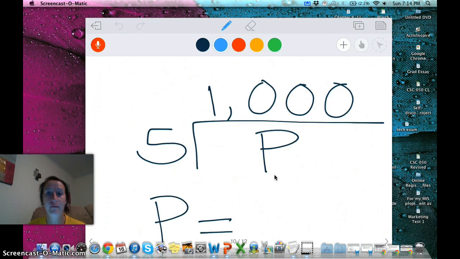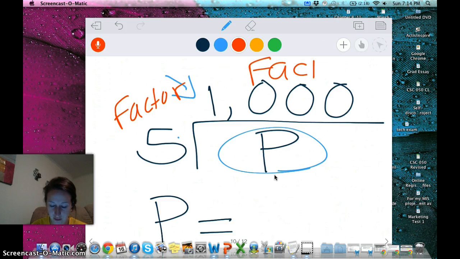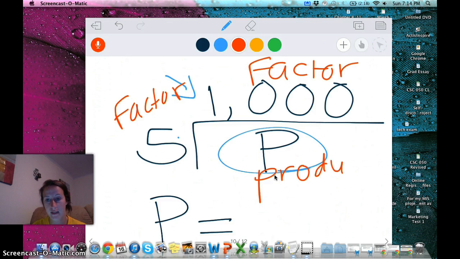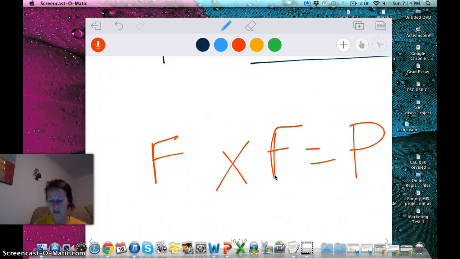Okay, so now what if you're given a problem like this? So, something divided by 5 gives you 1,000. Remember earlier I showed you the multiplication name. So this is called a factor. This is also a factor. And this down here is my product. So if I have both of my factors, I just need to solve my product.